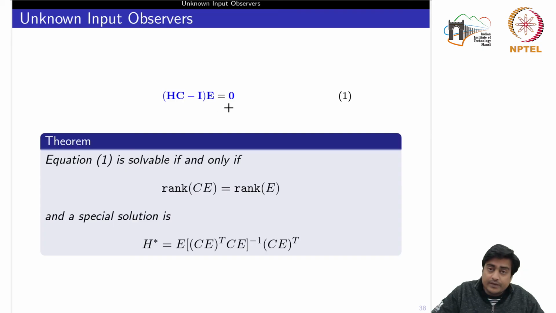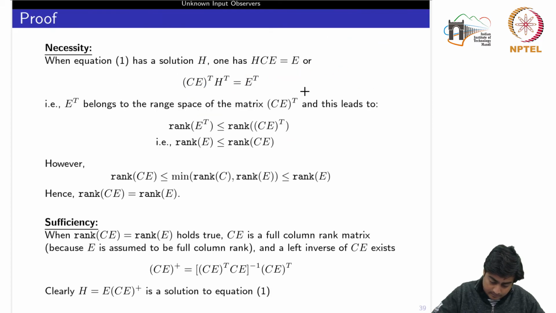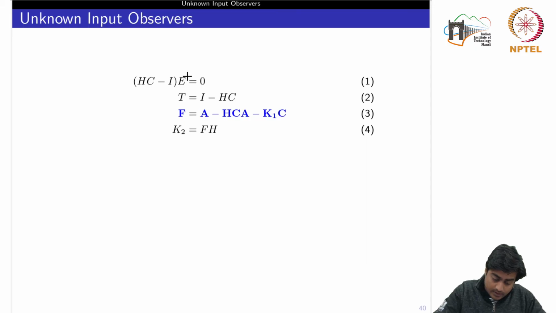So now we have the solution and we have the conditions under which this equation 1 can be solved. Now once you have computed this H, you can directly compute this matrix T, because C is already known to us, and I minus HC would give us the T matrix. Okay, so this is quite trivial.